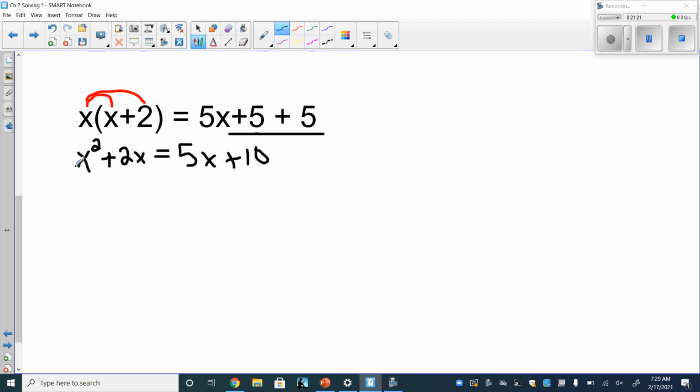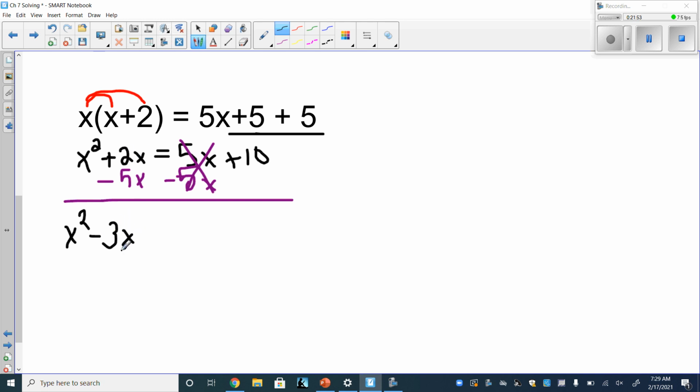So we have this here. Now, because we have an x squared term, we need to get everything on the same side. So I'm going to move everything from the right side to the left. And that's mainly just to keep the x squared term positive. I feel like it's a little bit easier to work with if the x squared term is positive. So we can subtract 5x from both sides. So 5x minus 5x would simplify. And that would leave us on the left-hand side x squared minus, because 2x minus 5x would be negative 3x, equals 10.